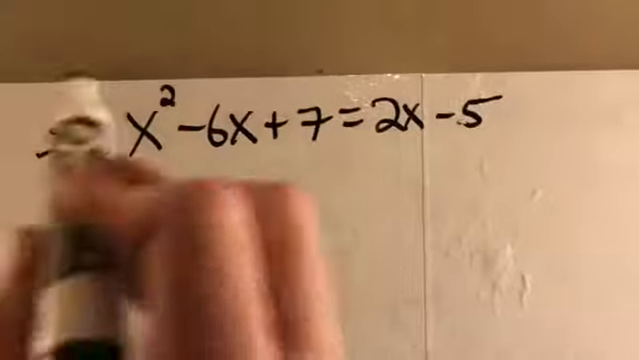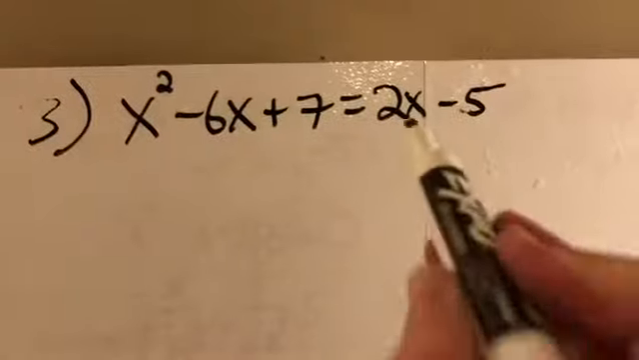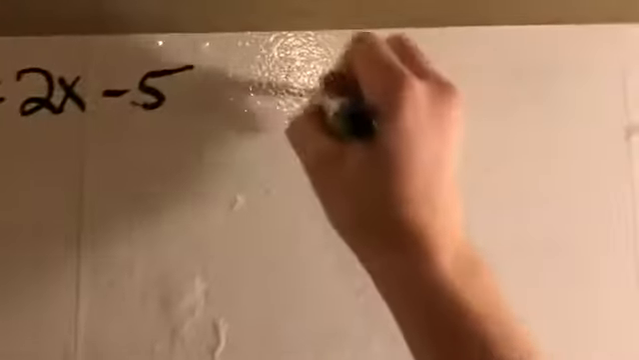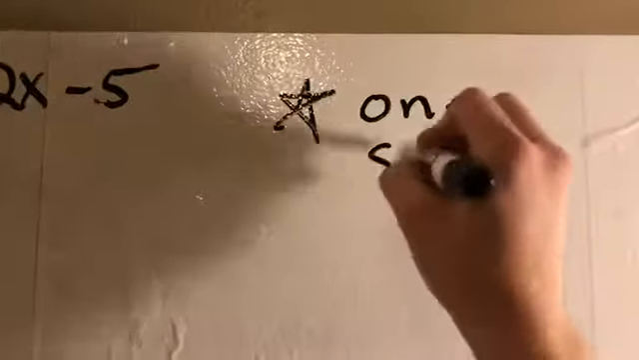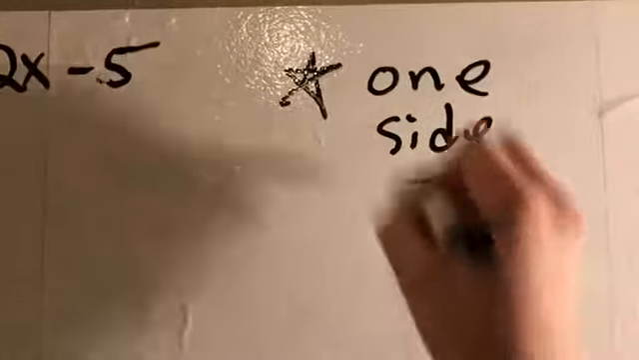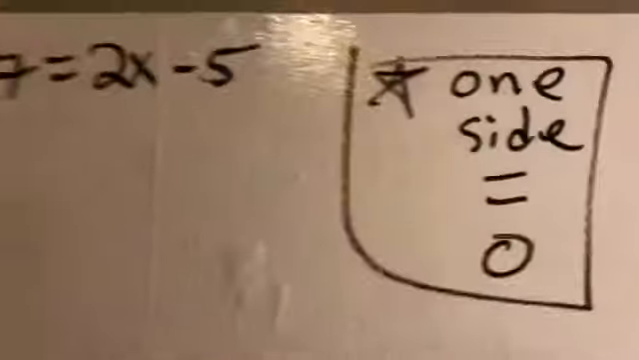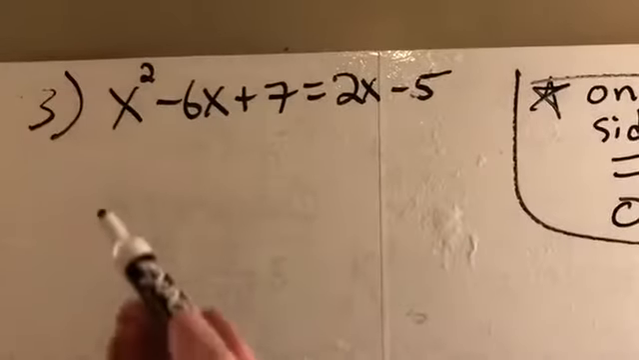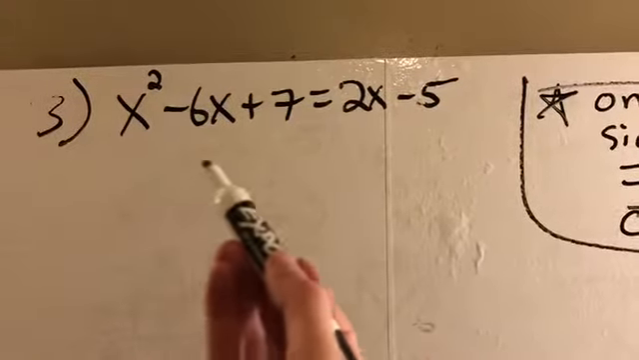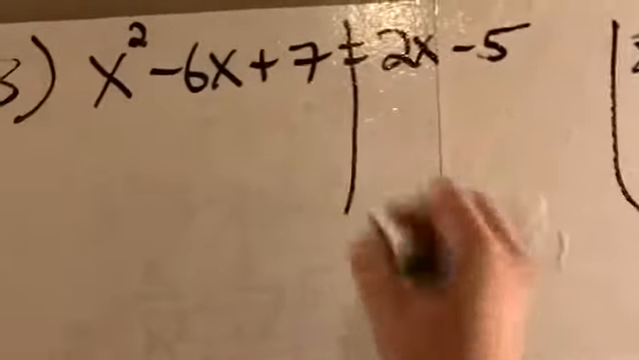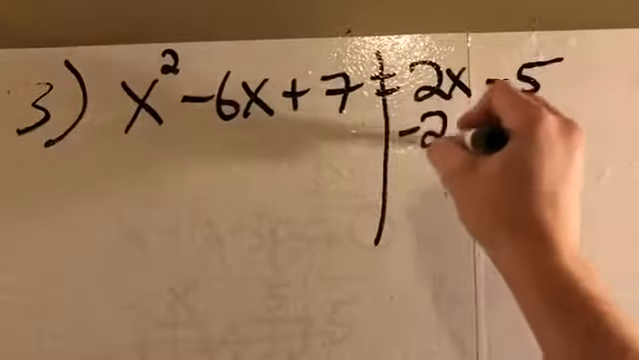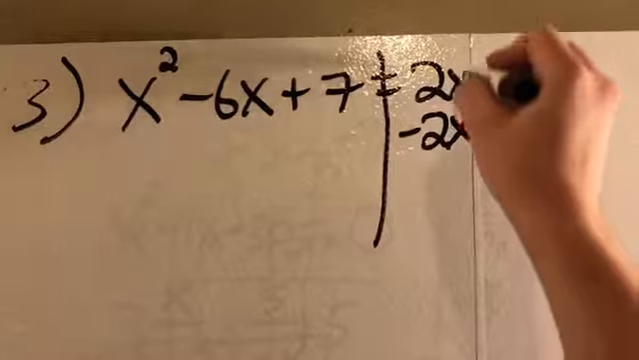So I notice I have x squared and I see a couple regular x's. So I know before I do anything, one side needs to equal 0. One side must equal 0 if we have x squared and x for our quadratic equation. So over here, I'm going to need to subtract that 2x. And I'm going to line up my like terms.